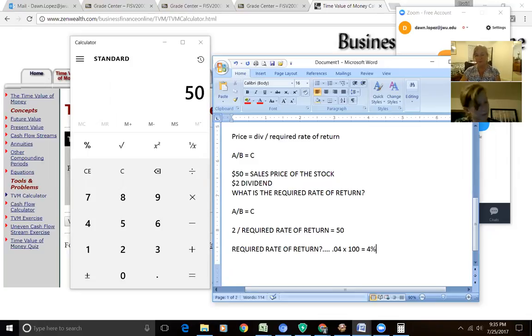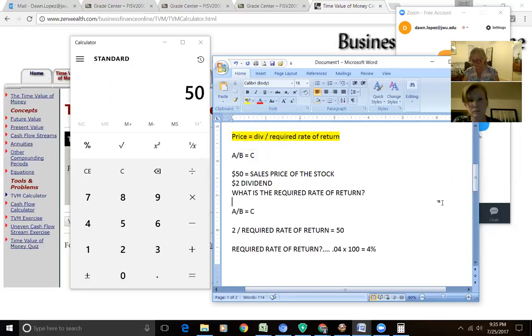Now, sometimes in the questions, you're going to be asked to compute the selling price, but that's when you get the A divided by B and you're computing C. What I was trying to show you here is that sometimes you get a variable that is somewhere else. You're not always solving for C. Like in this case, you get A and C, and you have to solve for B. So that's the formula: the dividend divided by the required rate of return.